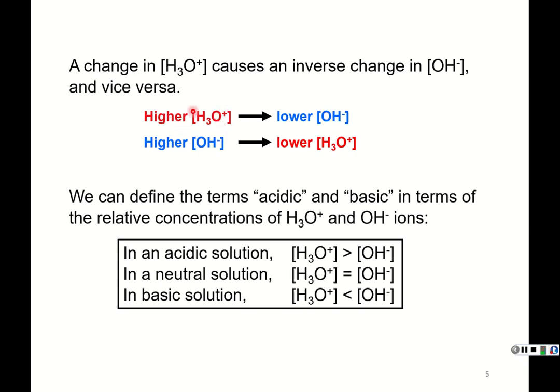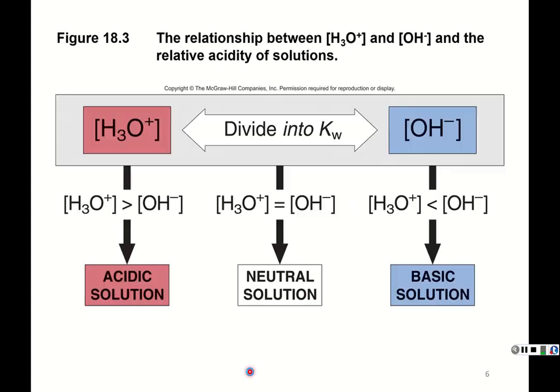So the higher your hydronium ion concentration, the lower your OH minus, and conversely, the higher the OH minus, the lower your hydronium ion concentration. So you can define the terms acidic and basic in terms of the relative concentration of each of these. In an acidic solution, the hydronium ion concentration is greater than the OH minus. In a basic solution, the OH minus concentration is greater than the hydronium ion concentration. And when they're neutral, you have equal concentrations of both.